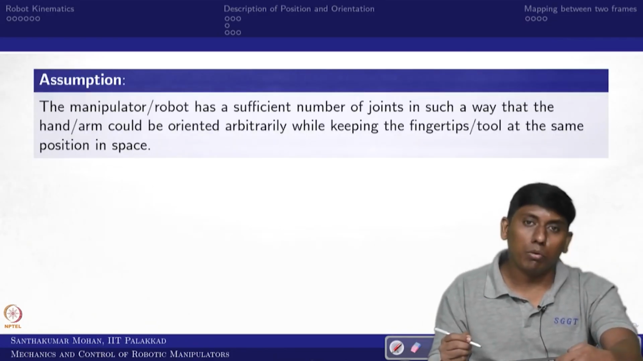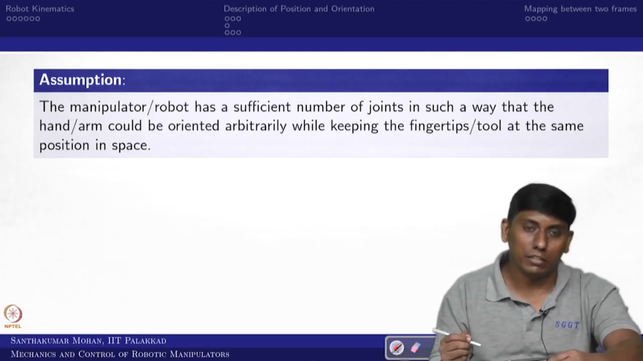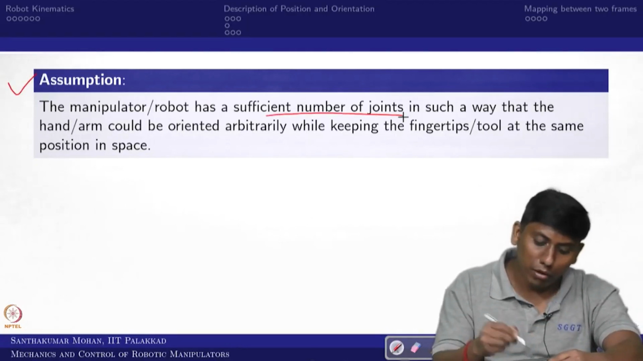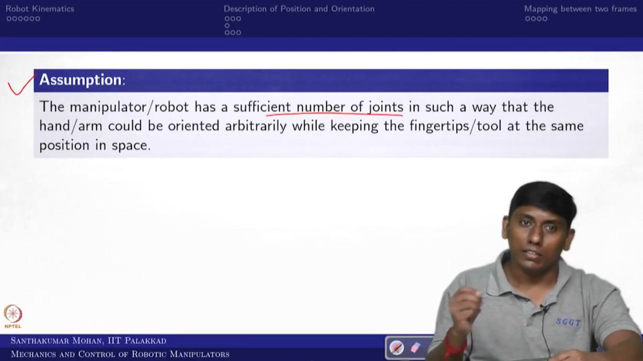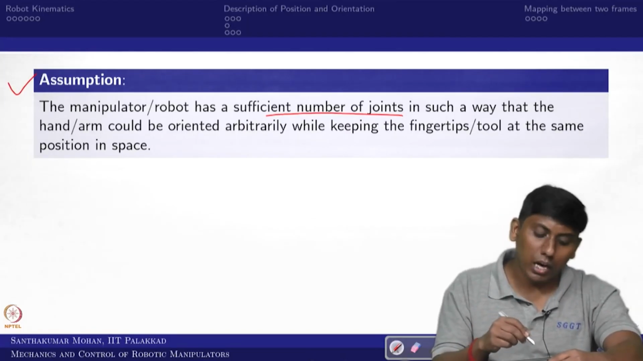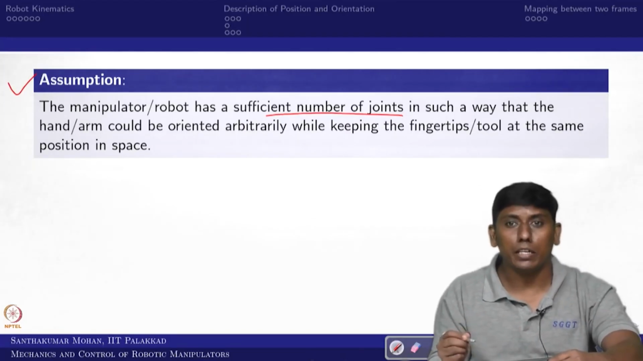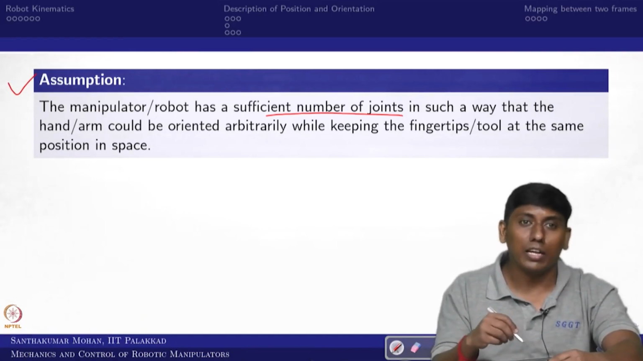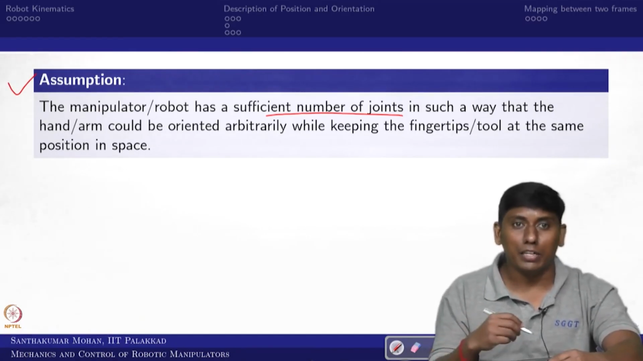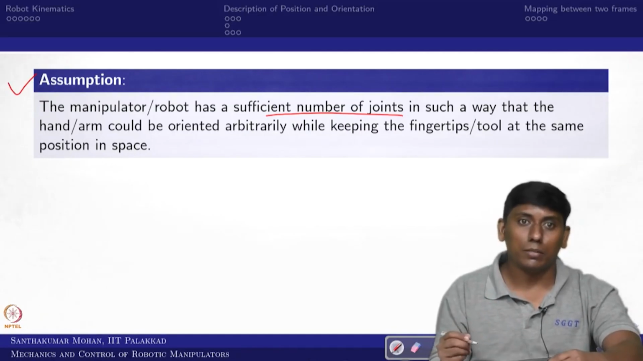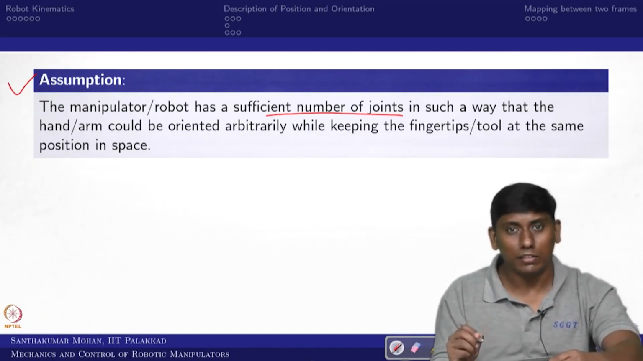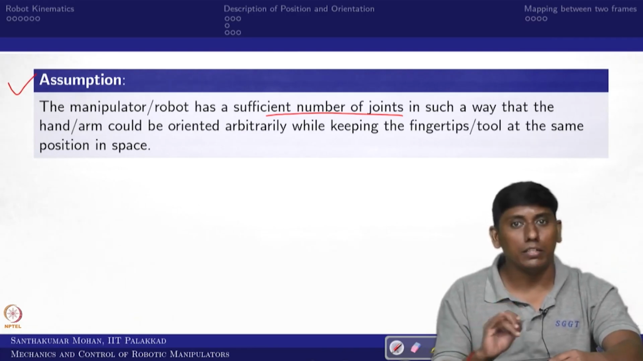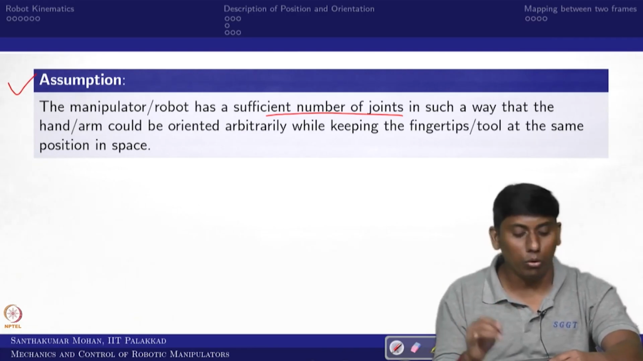For that, as one simple aspect, we are bringing in the assumption that the manipulator or the robot has a sufficient number of joints, in such a way that the hand or arm could be oriented arbitrarily while keeping the fingertip or tool at the same position in space. When I derive the equation or the relationship, we assume that all of these exist. So the robot constraints have not been incorporated in this particular description. That is the whole idea.